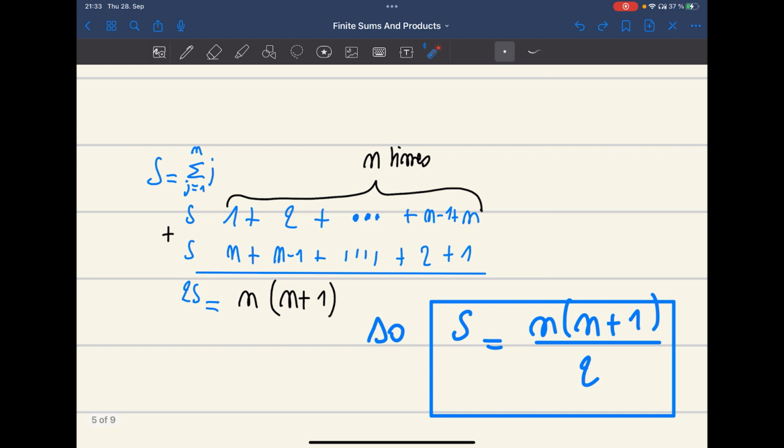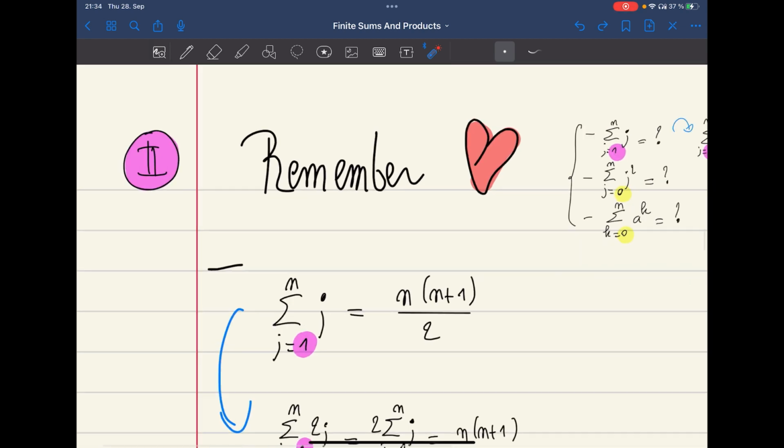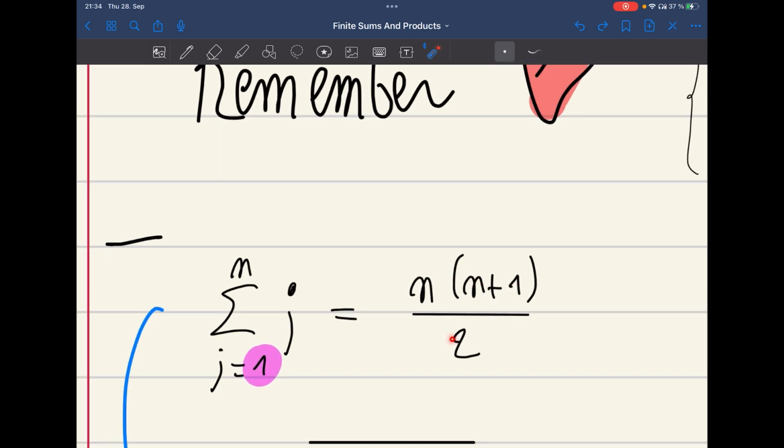The sum of j from 1 to n is 1 plus 2 plus 3, etc., plus n minus 1 plus n. Then you write it in the other direction: n, n minus 1, etc., plus 2 plus 1. You notice that you have n times something. What is this something? It's n plus 1. Therefore, you have n times n plus 1. This is two sums added together, so you just divide by 2. And you have this sum: n times n plus 1 divided by 2.